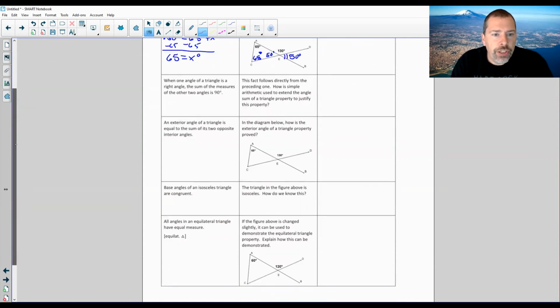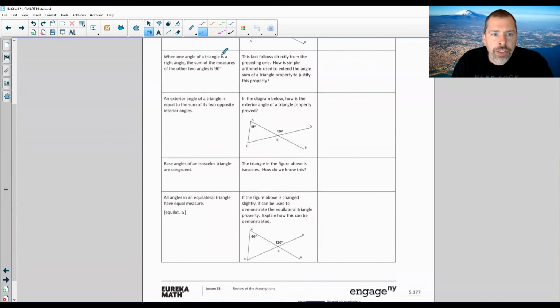Okay, continuing on. When one angle of a triangle is a right angle, the sum of the measures of the other two is 90 degrees. Okay, well, that makes sense because here, let me do this right. Let me get a shape. Let me bring in a right triangle. So all they're saying here is if this is 90 degrees and the sum of a triangle is 180, well, 180 minus 90 is 90. So angle here, call it A, and this angle here, call it B. A plus B has to add up to 90. The fact follows directly from the preceding one.